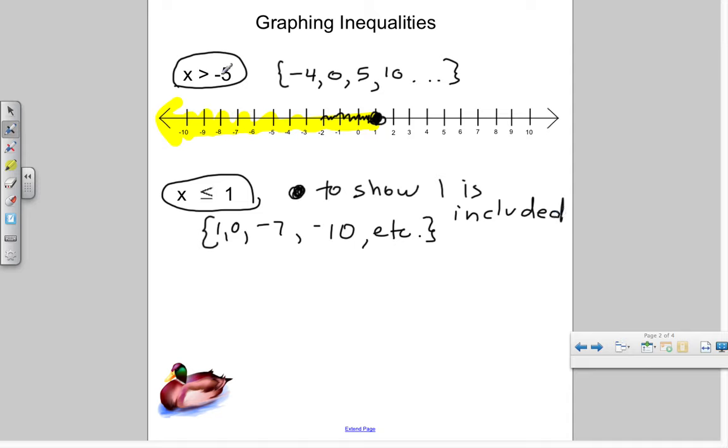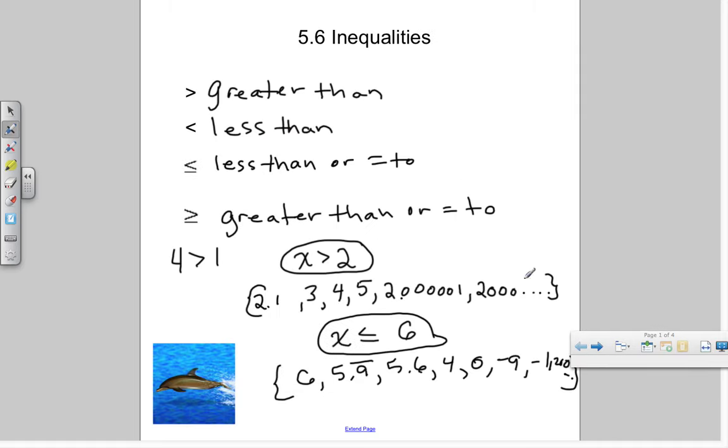Okay, so x is greater than 5 would be an open circle. X is less than or equal to 1 would be a closed circle. Okay, and if I in fact go back to my first page, if I were to graph anything that was greater than, it would be an open circle, and then the proper direction. Less than, it would be an open circle. Less than or equal to would be a closed circle because it includes that point. Greater than or equal to would be a closed circle because it includes that point. So x is greater than 2, that would have been an open circle moving this direction. X is less than or equal to 6 would have been a closed circle moving that direction.